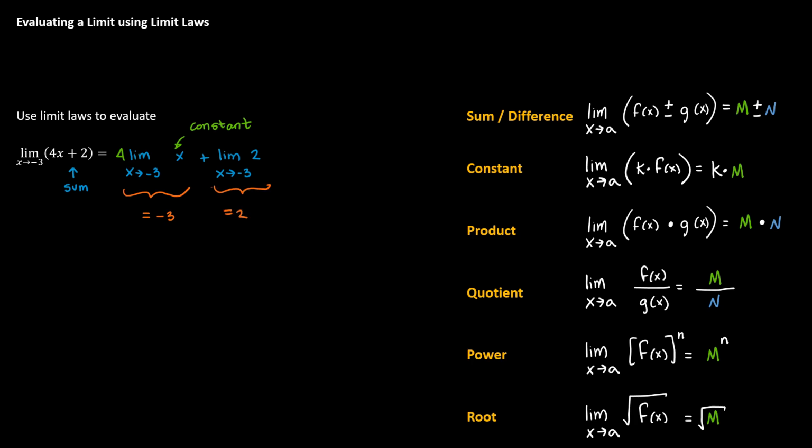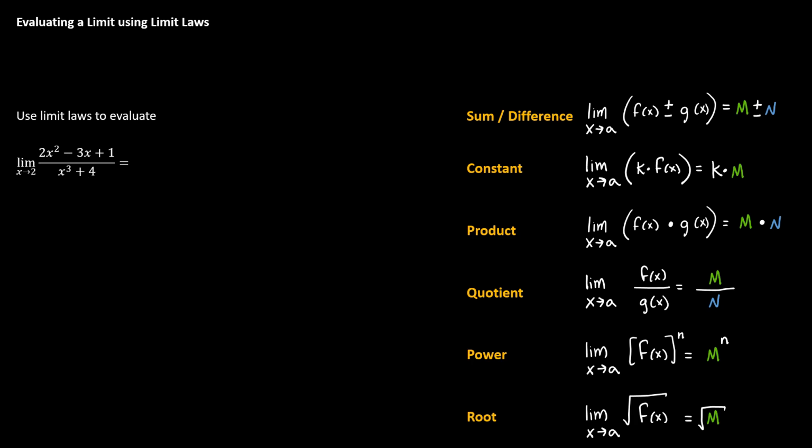So now I can copy everything down and consolidate. I have 4 times -3 plus 2, and this is equal to -10. That is the value of this limit evaluated algebraically.